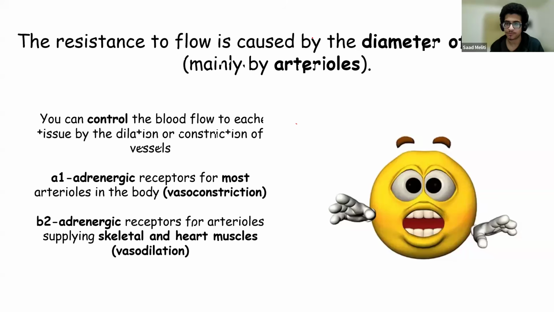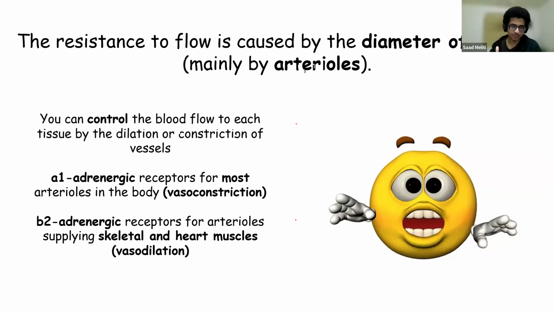So there's two receptors. Alpha-1 adrenergic causes vasoconstriction for most arterioles in the body. Then we have beta-2 adrenergic, and these cause vasodilation. But they only cause vasodilation to skeletal and heart muscles.